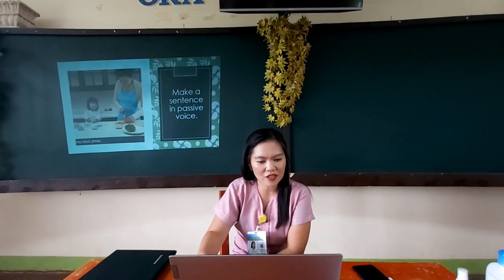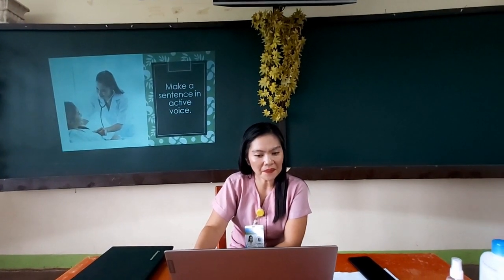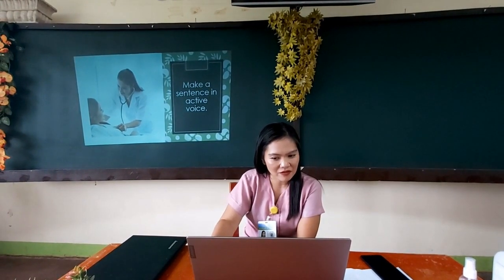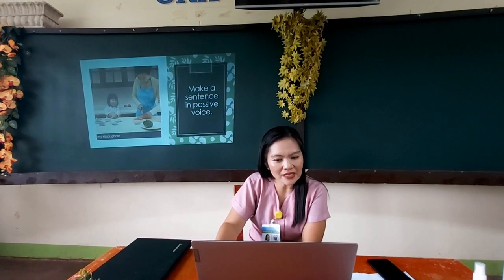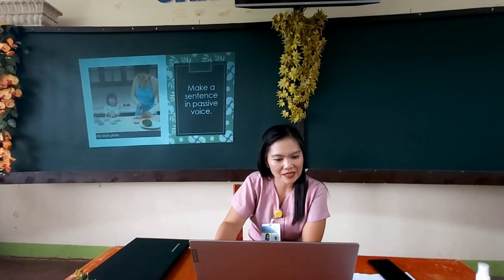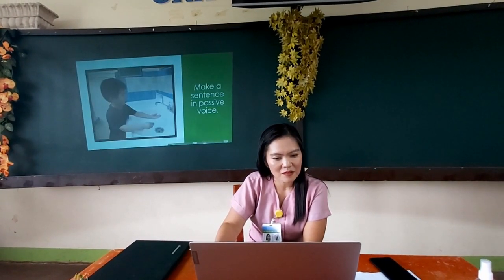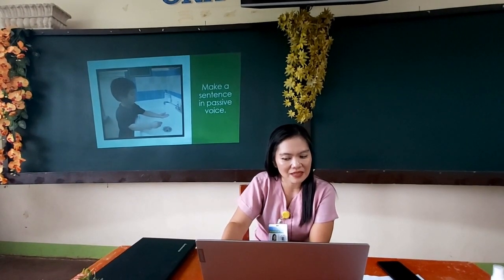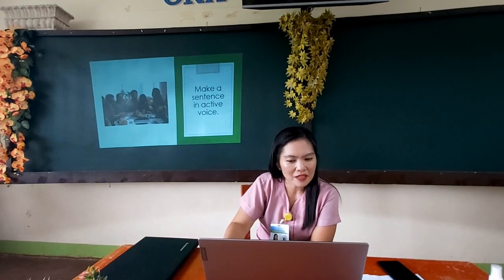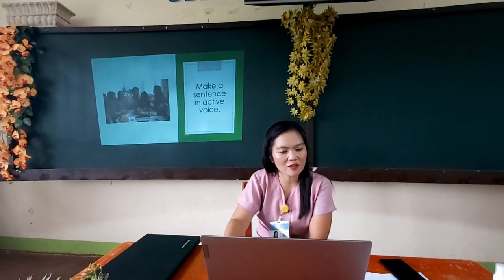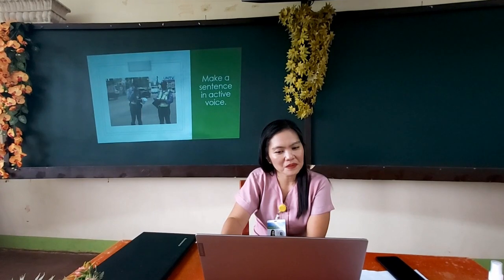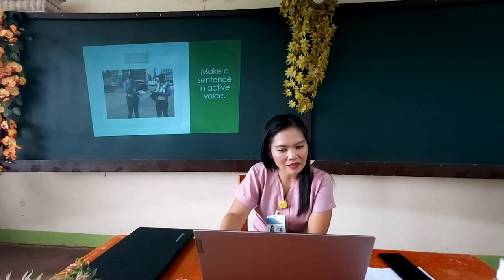Okay, now to give you a chance to go over the pictures. Beginning with picture one, make a sentence in active voice. Active. Picture two, make a sentence in passive voice. Picture three, make a sentence in passive voice. Picture four, construct your sentence in the active voice. And the last picture, make a sentence in active voice.